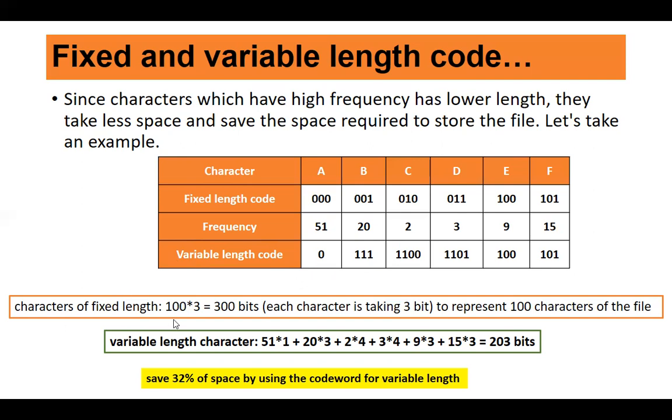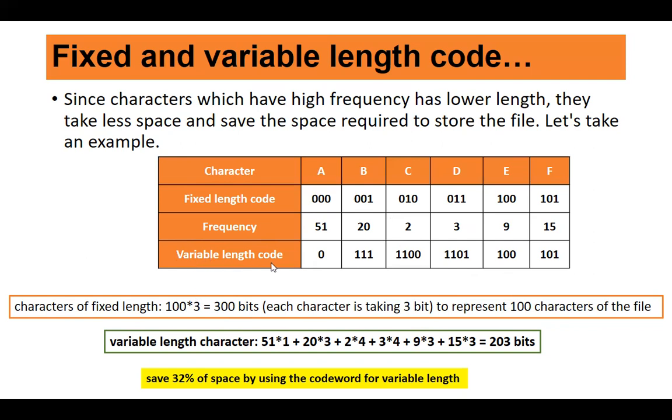So characters of fixed length code. The total number of characters in the file is 100, right? And you are using 3 bits to encode each character, right? They're using fixed 3 bits to encode each character. So how much will it become? 100 into 3, that is 300 bits. Why? Because each character is taking 3 bits. So this file will need 300 bits to be stored, right? To represent 100 characters, it will need 300 bits.